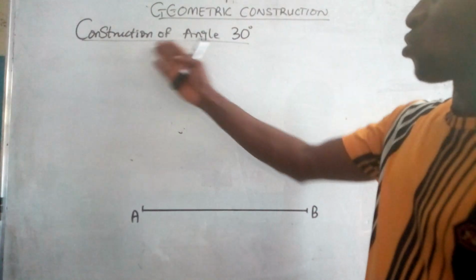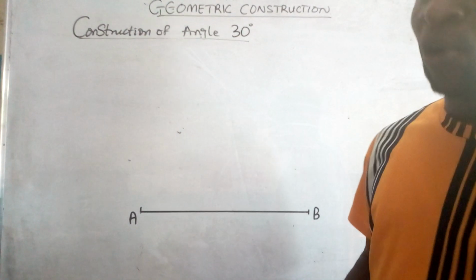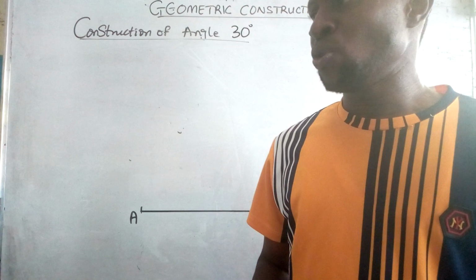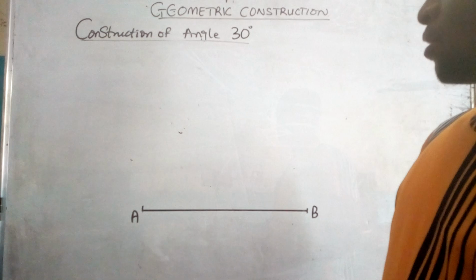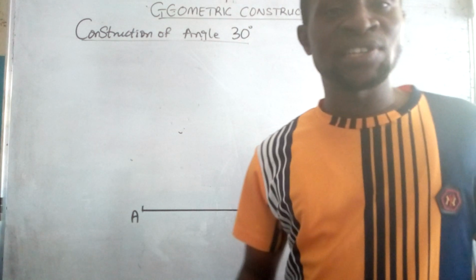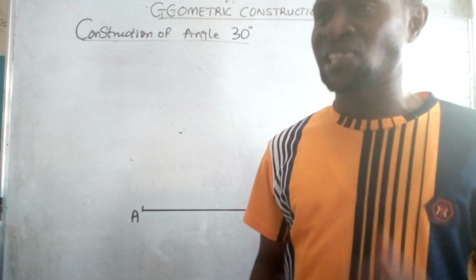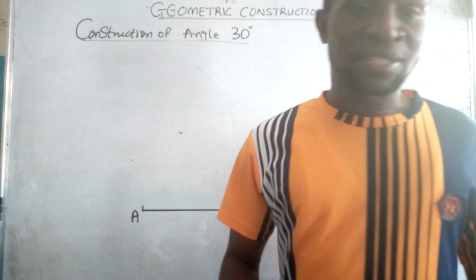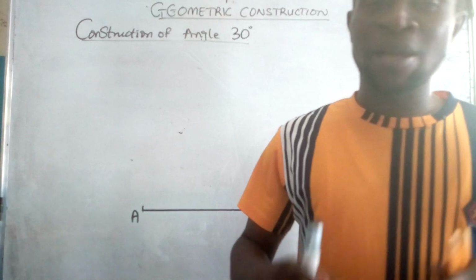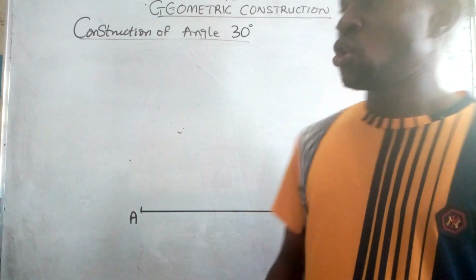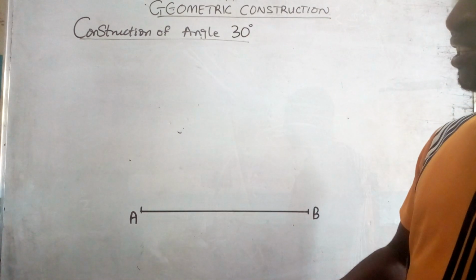Today we shall be looking at construction of angle 30 degree. If you recall, in our previous video we did construction of angle 60 degree. Angle 30 degree is the bisection of angle 60 degree. The word bisection means to divide into two equal parts. So bisection of an angle 60 degree will be able to give us angle 30 degree.